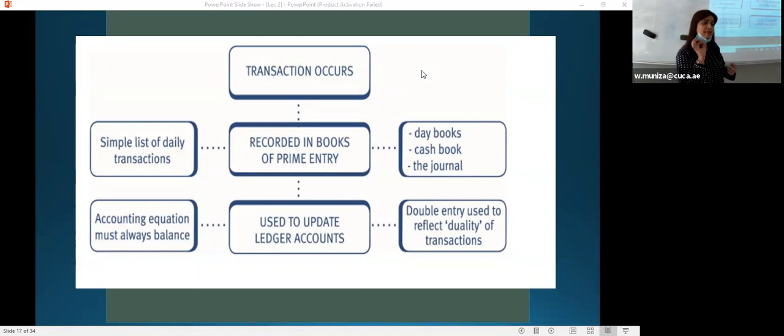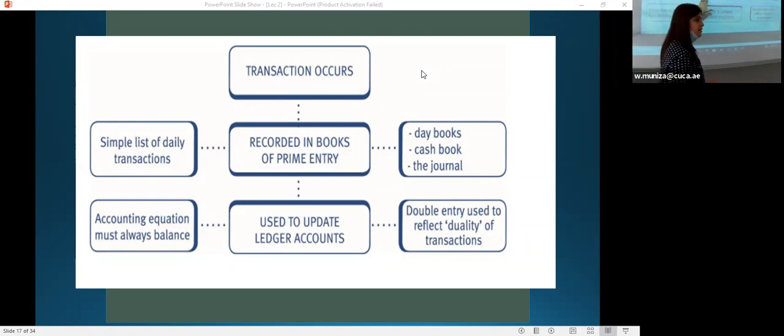When any kind of transaction occurs between two or more parties, giving rise to any kind of monetary event, we say that the business transaction has occurred. The business transaction occurs and our work starts. Transaction occurs, we have to record it. The first step of financial accounting starts. We record those transactions in the books of prime entry.